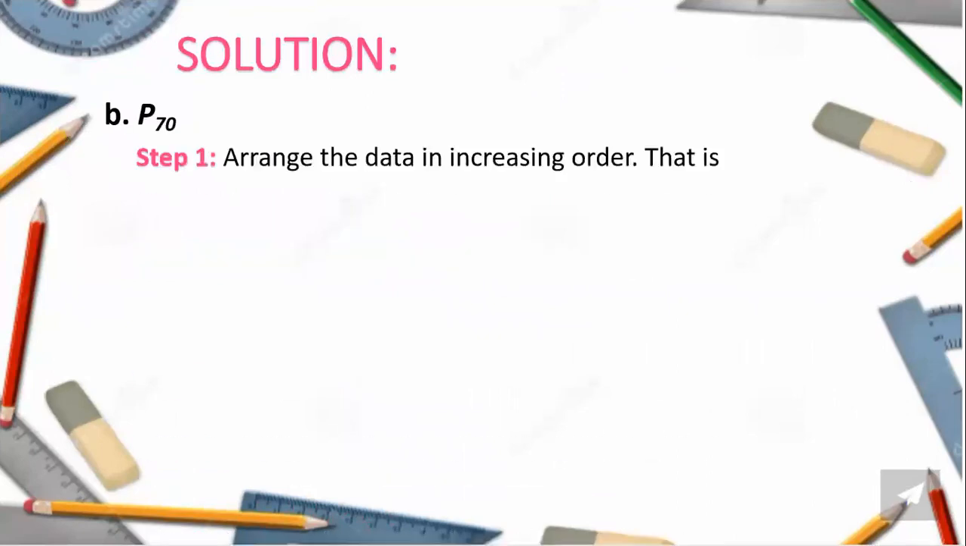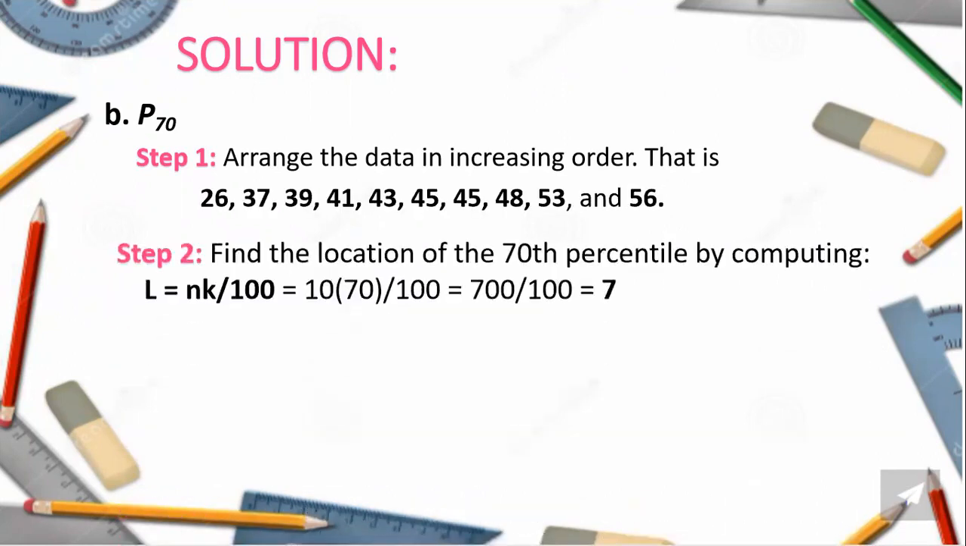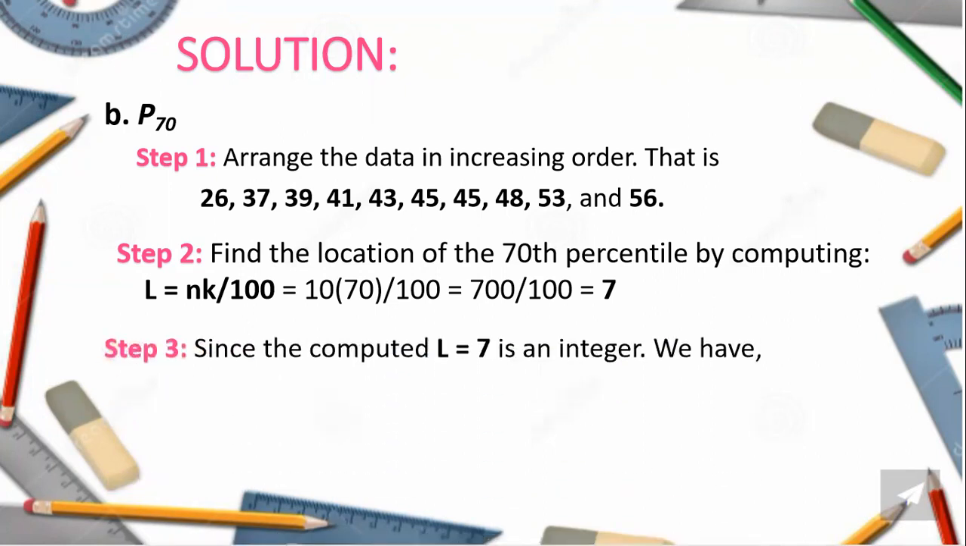For letter B, finding the 70th percentile, same steps. So we arrange the data in increasing order. So we have this arrangement. Second, we compute for L. So we have Nk divided by 100 to find the location of the 70th percentile. Our N is 10. We have the 10 sodas. In this example, k now is 70, divided by 100. So we have 7 as the computed value for L. So in this case, the computed L is equal to 7, which is an integer.